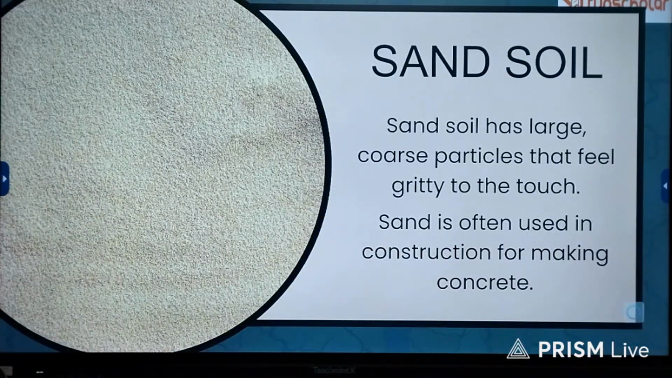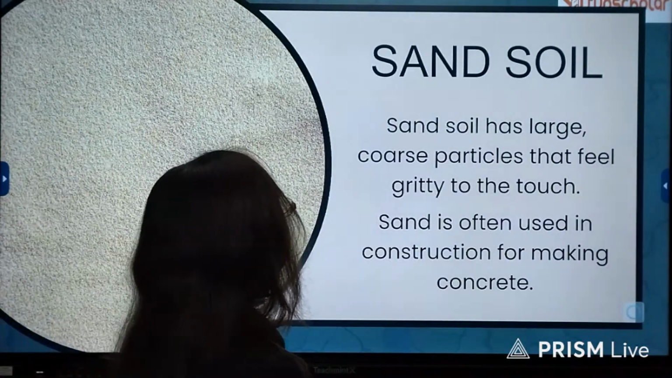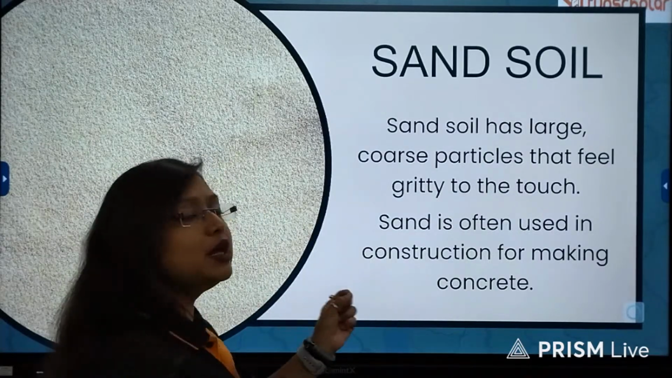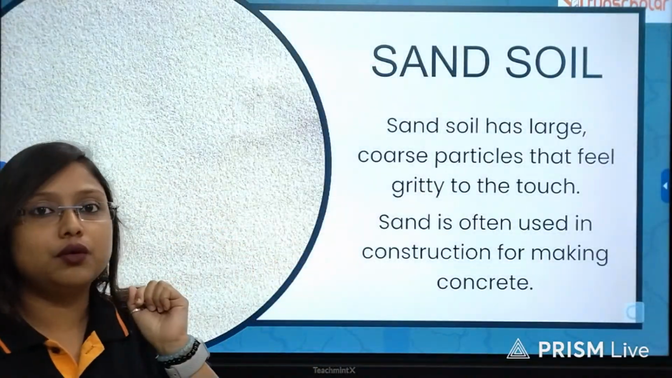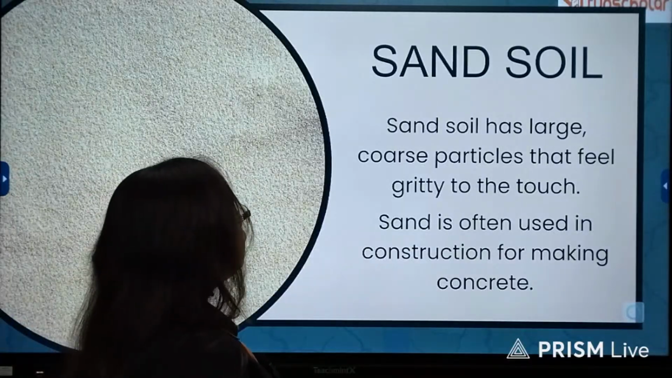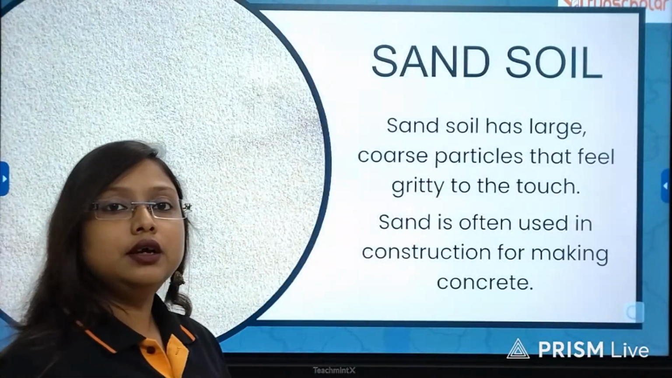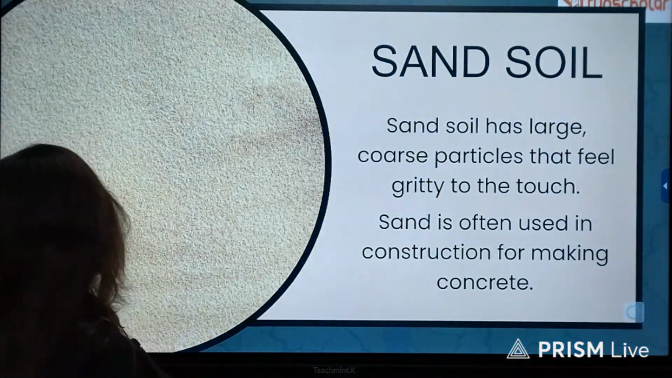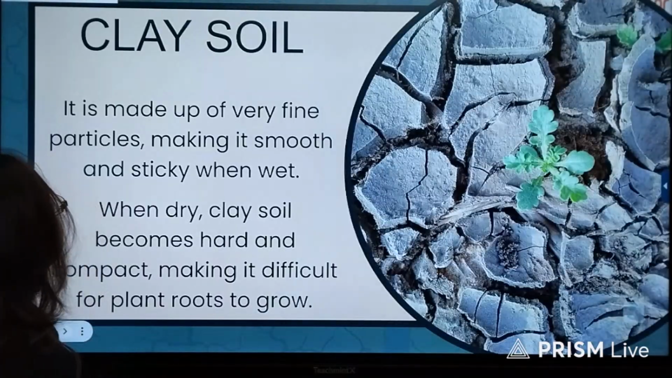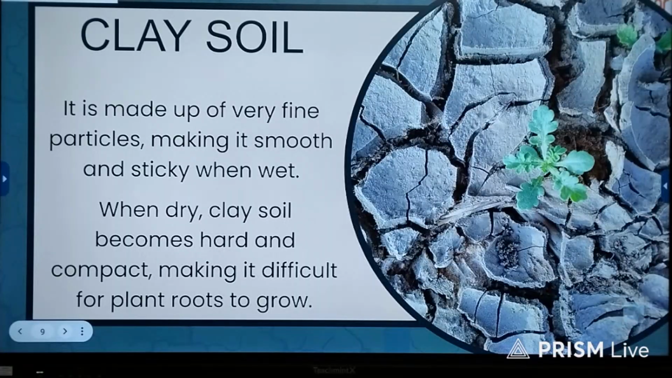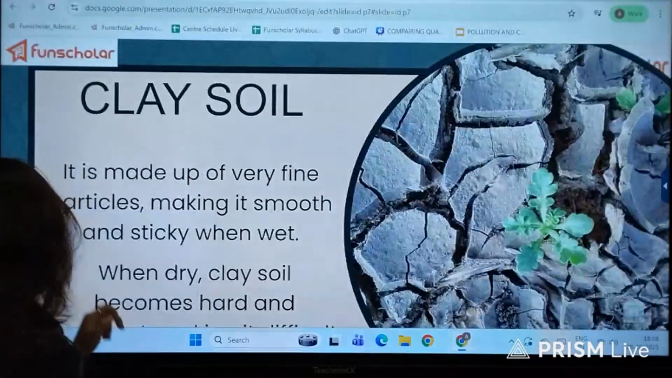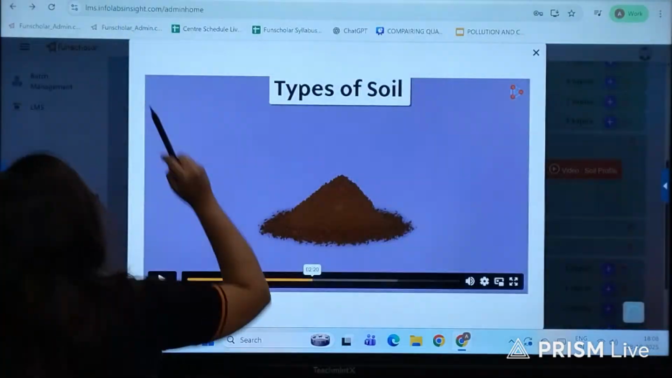So the sand soil has large quartz particles that feel gritty to touch. Gritty means a rough texture. Okay. Sand is often used in construction for making concrete. We already discussed it. So this is what the sand soil is. Okay, next is clay soil. But before that, we are going to watch the video again.